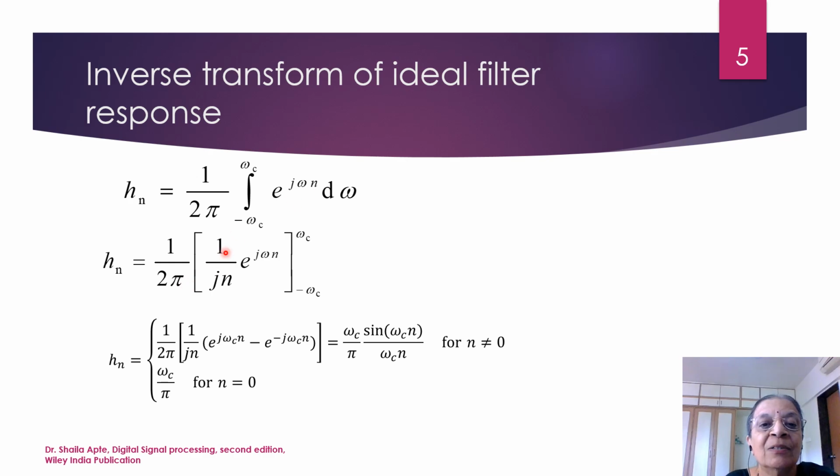Now when I integrate this, we get 1 upon j n e raised to j omega n from minus omega c to plus omega c. Now if you solve this, you will get it as omega c upon pi times sine omega c n upon omega c n, where sine omega c n upon omega c n is a sinc function. This is existing for n not equal to 0, and for n equal to 0 it will be omega c upon pi, because sine 0 upon 0, that is sine theta upon theta, tends to 1 when theta tends to 0.